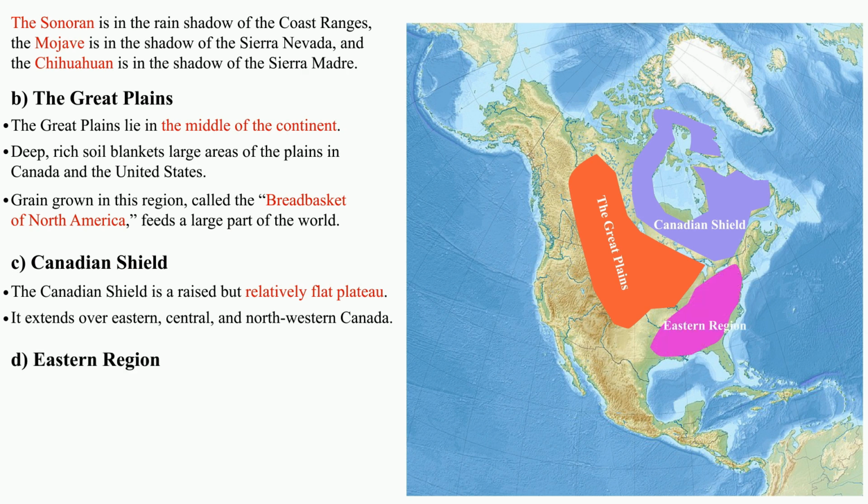The next region is the eastern region. This varied region includes the Appalachian Mountains and the Atlantic coastal plain. You can look at the map, which shows the eastern coast. It includes the Appalachian Mountains and the Atlantic coastal plain, so it is part of the eastern region.